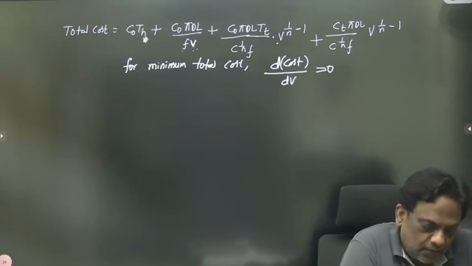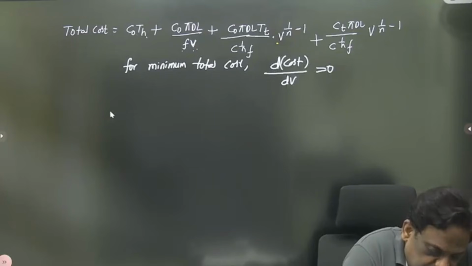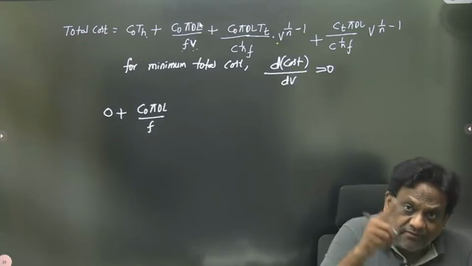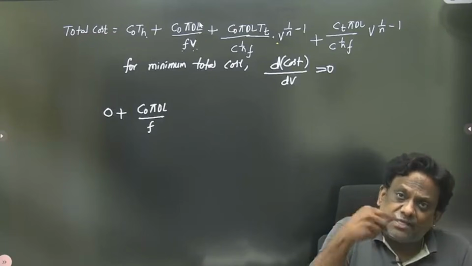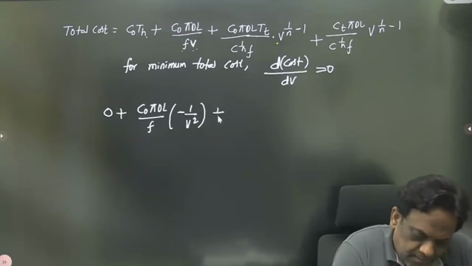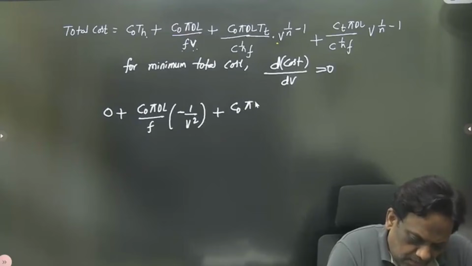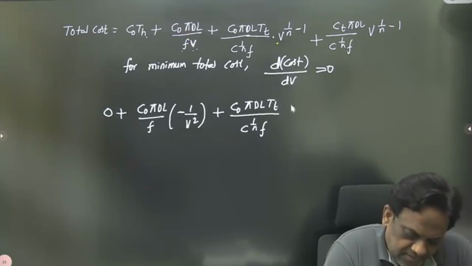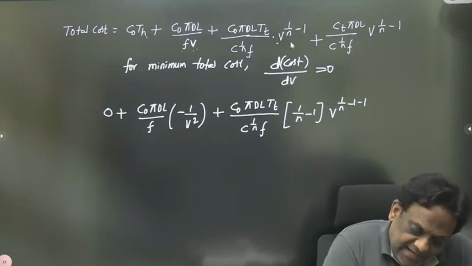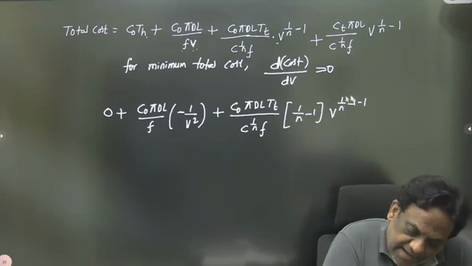this is the total cost. Differentiate it. There is no velocity here, so 0. Look, C naught pi dl by f is constant. What is the differentiation of 1 by v? 1 by v means v power minus 1. V power minus 1 differentiates to minus 1 by v square. This is minus 1 by v square, plus C naught pi dl tt by c power 1 by n f. Differentiate this: 1 by n minus 1 into v power 1 by n minus 1 minus 1, using the rule n x power n minus 1.